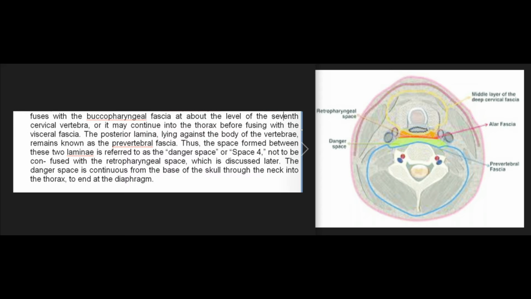Thus, the space formed between these two laminae is referred to as the danger space, or space 4, not to be confused with the retropharyngeal space, which is discussed later. The danger space is continuous from the base of the skull through the neck into the thorax, to end at the diaphragm.